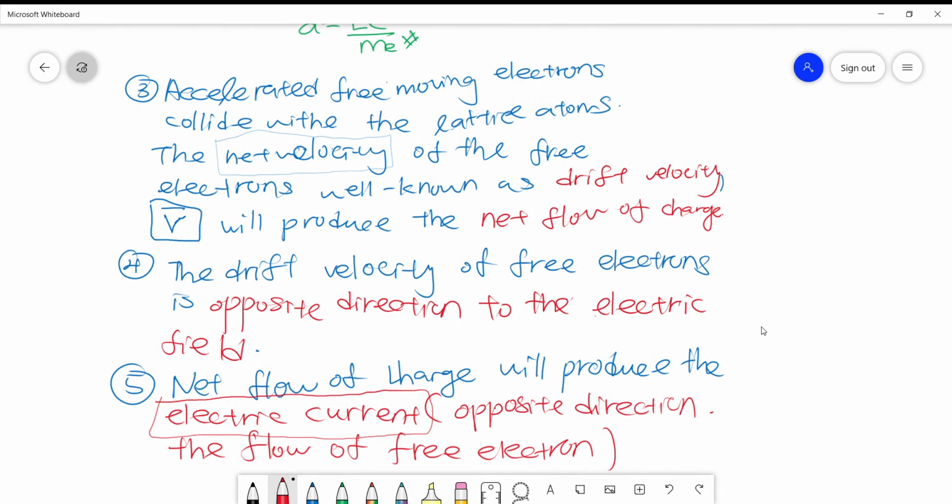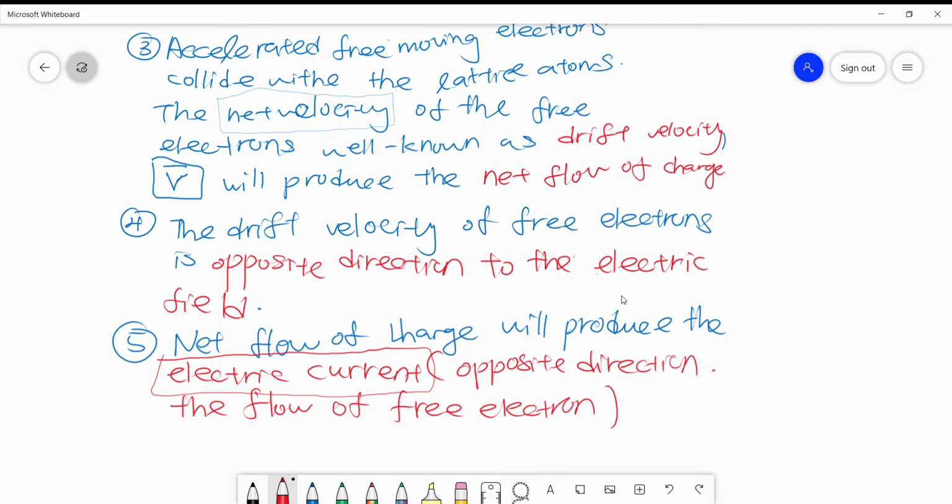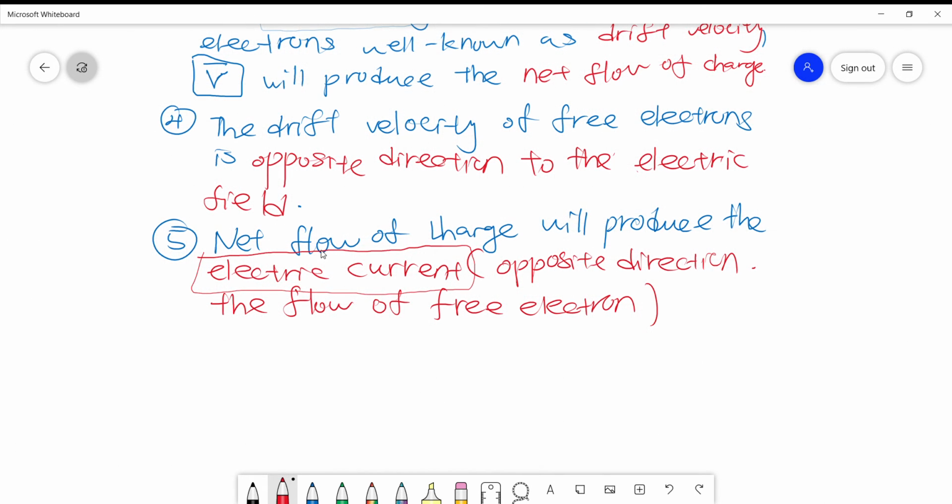The drift velocity of the free electrons is always opposite to the direction of the electric field. The same goes for the electric current. So the free electrons move in the direction opposite to the electric field. The fifth statement is that the net flow of charge will produce the electric current, which is in the opposite direction to the flow of free moving electrons.